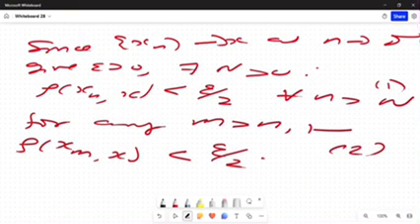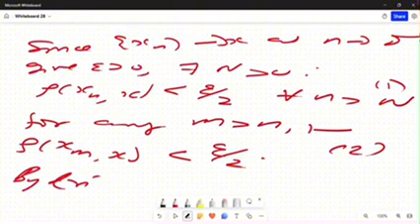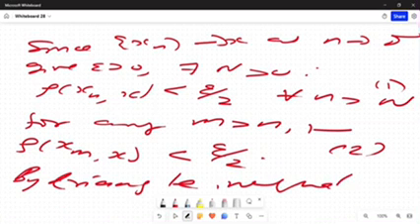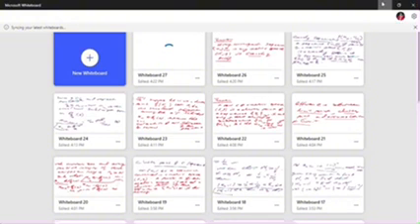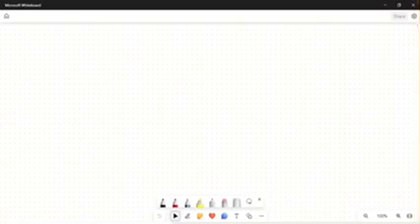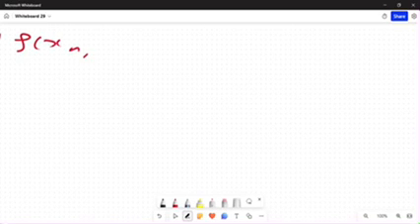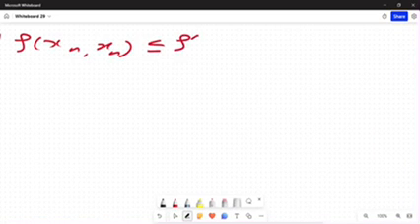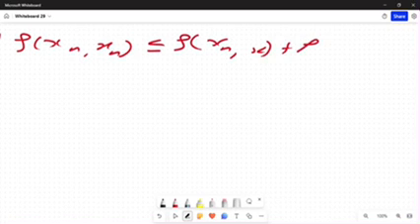Having established 1 and 2, you now see that by the triangle inequality, because we are in a metric space, and I'm sure you remember that in metric spaces, the triangle inequality is one of the axioms that are satisfied, right? So by the triangle inequality, I have the following. What I'm looking for, which is rho of xn and xm, is less than or equal to rho of xn comma x plus rho of x comma xm.